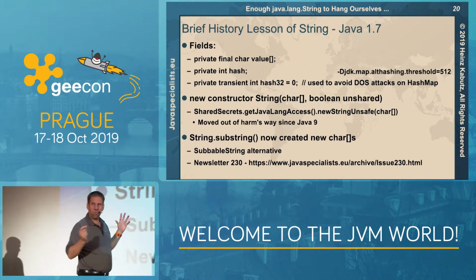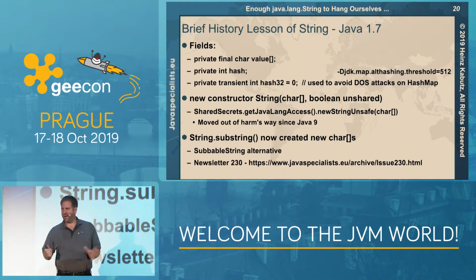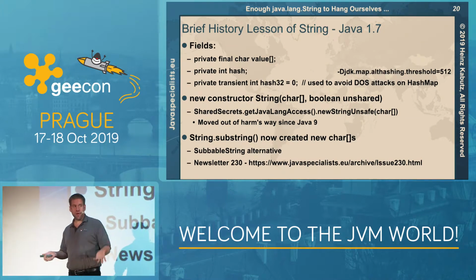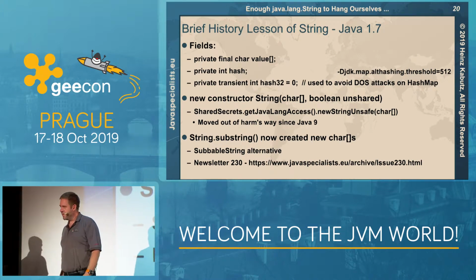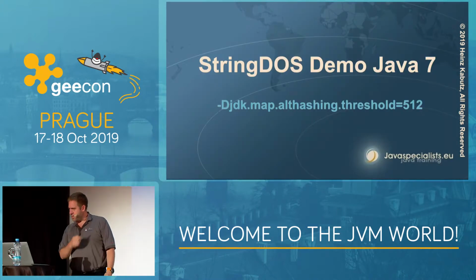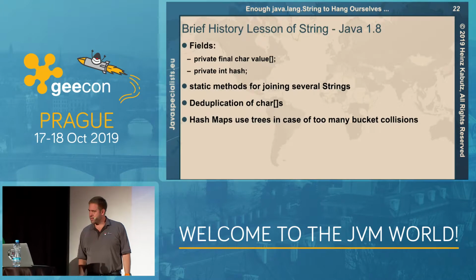This mechanism doesn't work since Java 9. Fortunately, it's gone. But it was there. In Java 7 and 8, you could actually make new strings with an existing array. So I showed you this already, the string DoS.